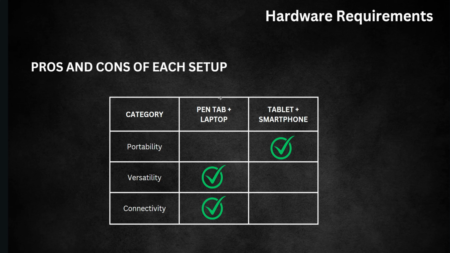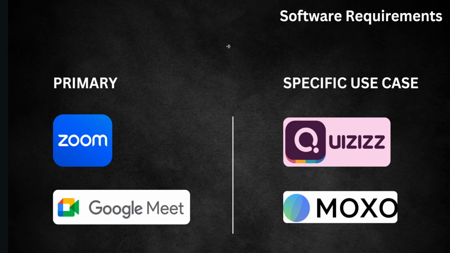Okay, if you're starting out with the investments, what I suggest is first go for the pen tab and laptop setup, and slowly once you have a little bit more capital, you can go for a tablet as well, and then you can just find out which one suits you more for a particular situation, right?